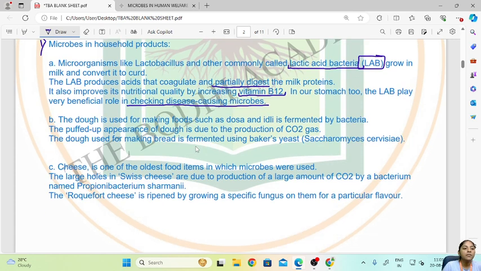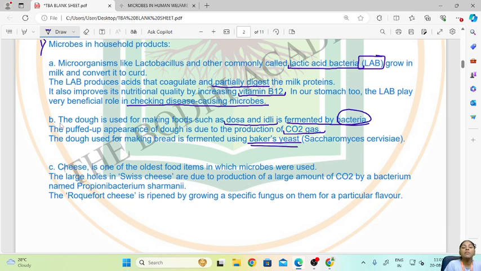Then the second one is the dough used for making food such as dosa and idli, which is fermented by bacteria. So the dough or the batter which we use for making dosas and idlis is also fermented by the bacteria. Then the puffed up appearance of the dough is due to the production of carbon dioxide gas by these microorganisms.